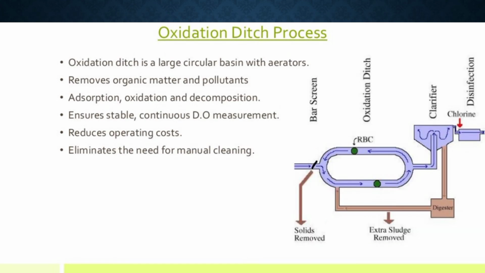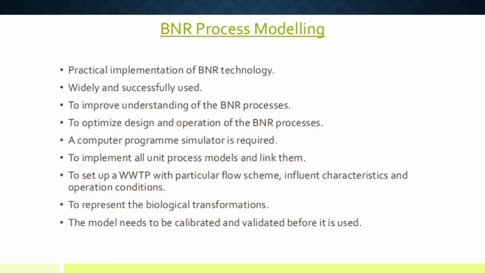Now next one is oxidation ditch process. Oxidation ditch is a large circular basin with aerators. Removes organic matter and pollutants through adsorption, oxidation and decomposition. Ensures stable, continuous DO measurement. DO means demand of oxygen. Reduces operating costs. Eliminates the need for manual cleaning.